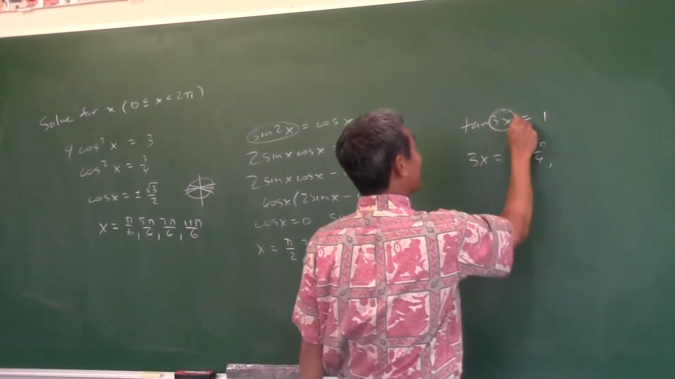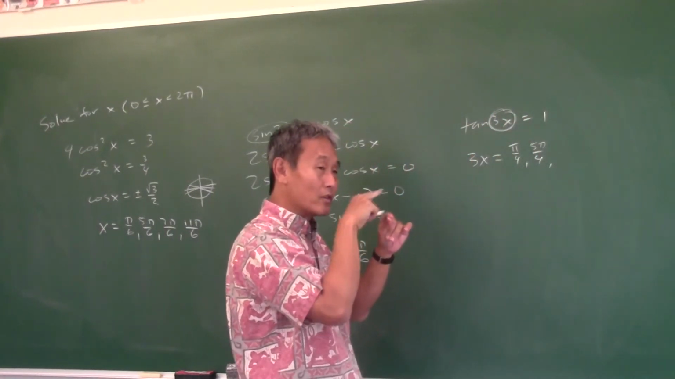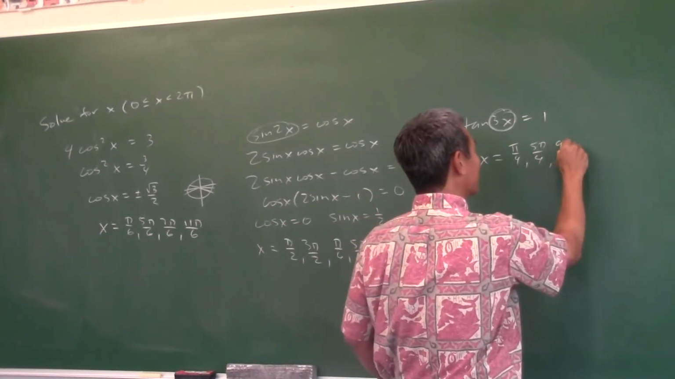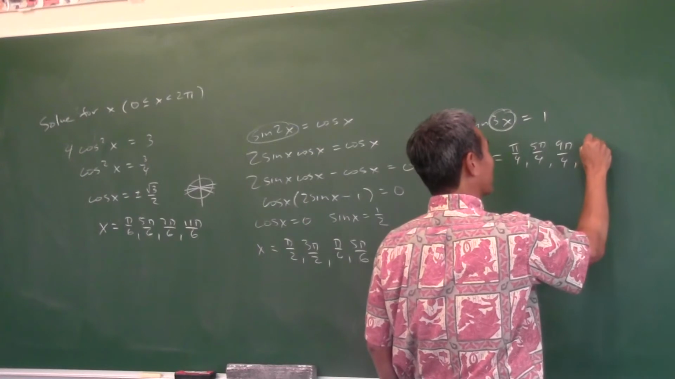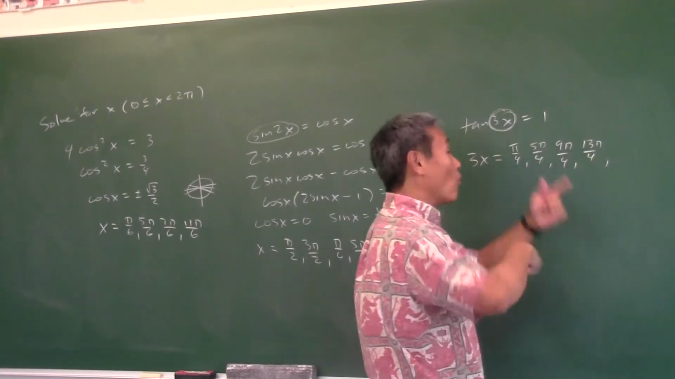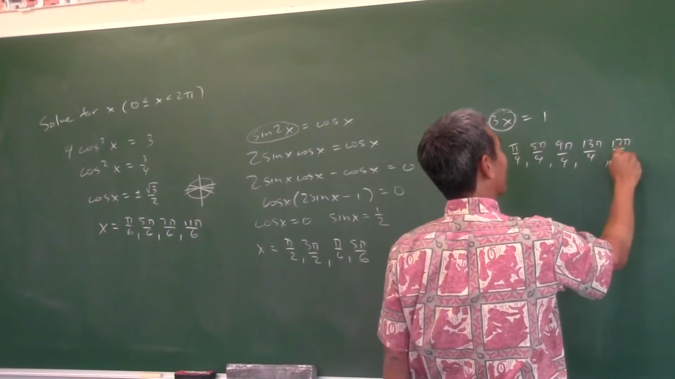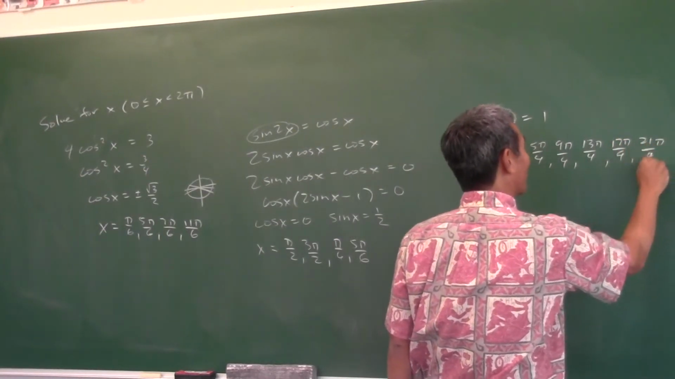However, since the variable is 3x, you have to go 3 times around. So what you have to do is add 2 pi to each of these. So that would be 9 pi/4 and 13 pi/4. And then you got to go 1 more time around, so add another 2 pi to each of these, which would be 17 pi/4 and 21 pi/4.